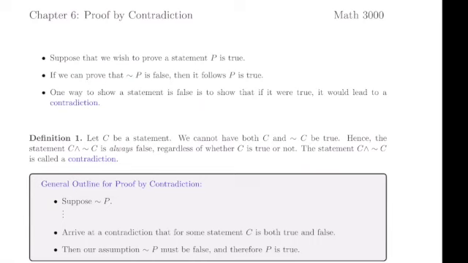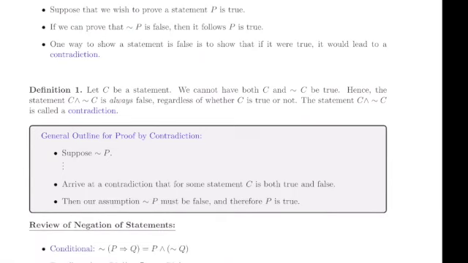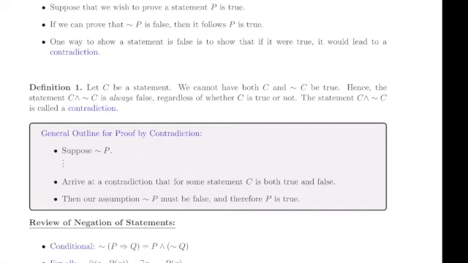And so how proof by contradiction works is we start by supposing, so basically what we're going to show is that if the negation of our statement is false, that would imply that the original statement is true. So rather than prove that P is true, we're going to prove that not P is false. And how do you prove that something is false? You can prove something is false by showing that it leads to a contradiction.